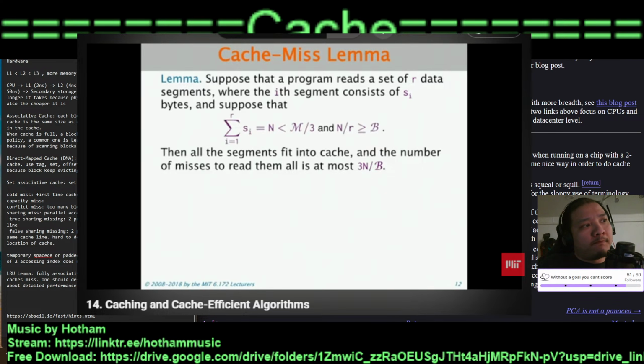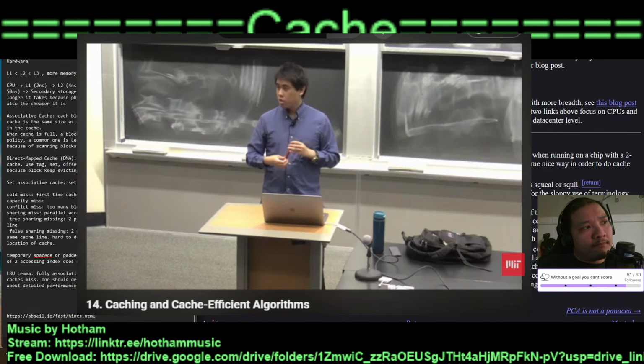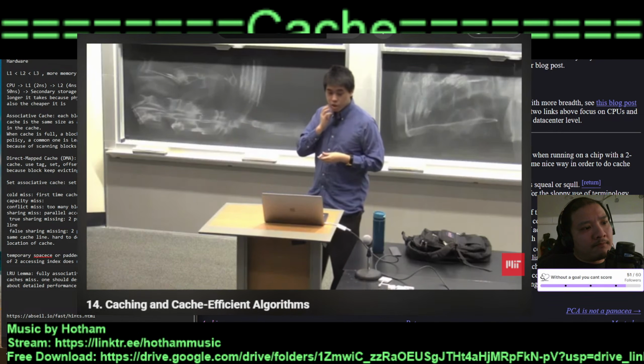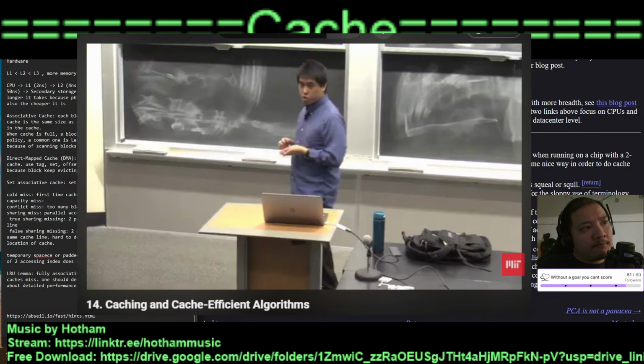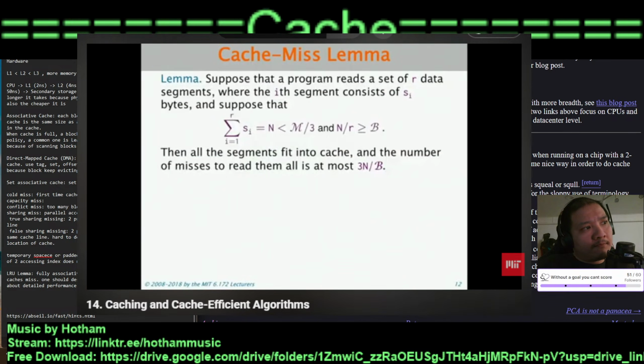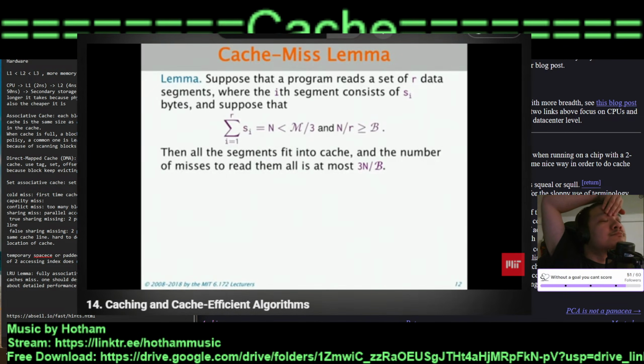We're also going to assume that n over r is greater than or equal to b. So recall that r is the number of data segments we have, and n is the total size of the segments. So what does n over r mean semantically? Yeah, so n over r is just the average size of a segment. And here we're saying that the average size of a segment is at least b, so at least the size of a cache line.